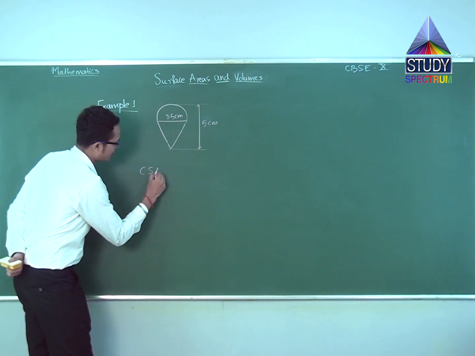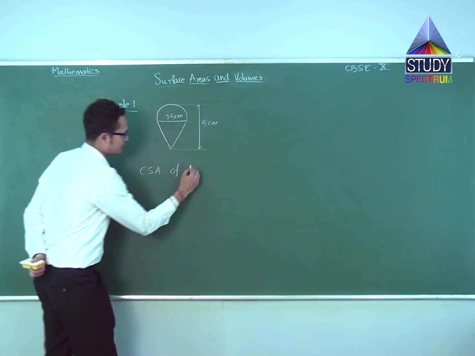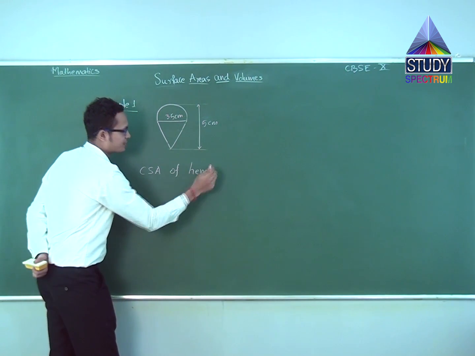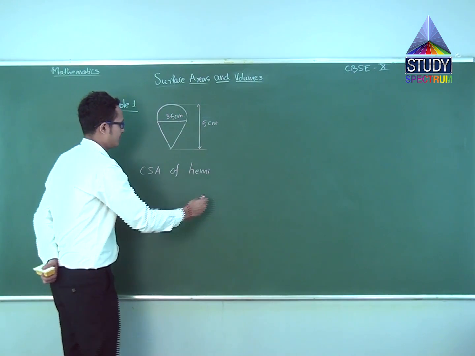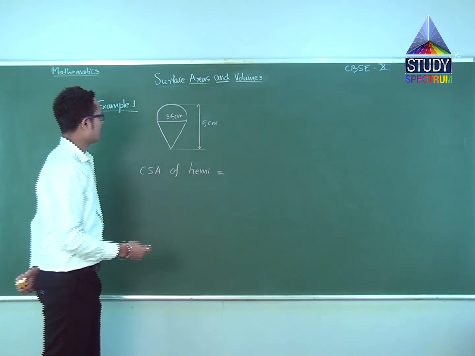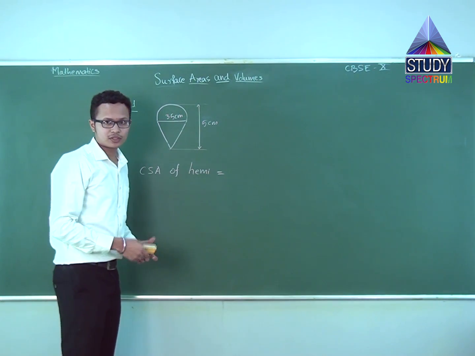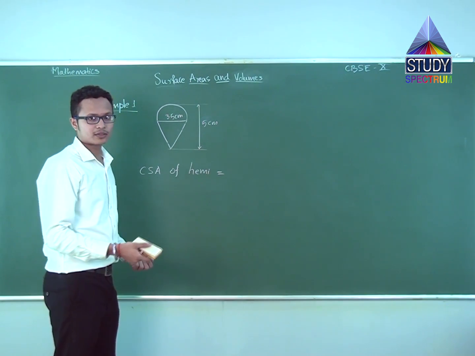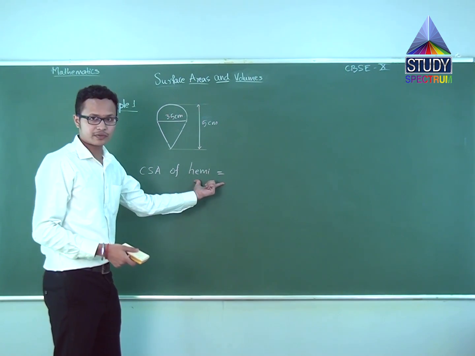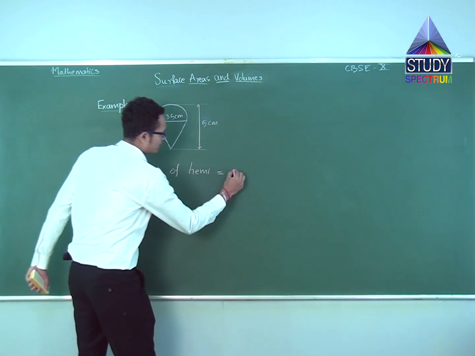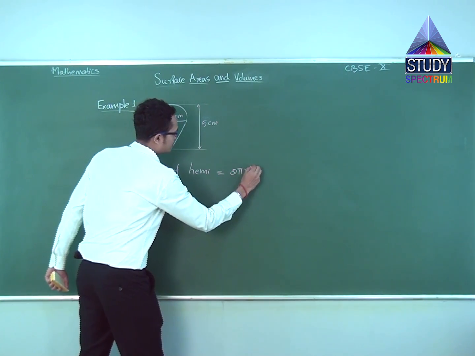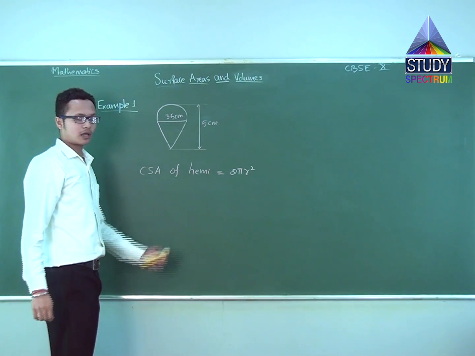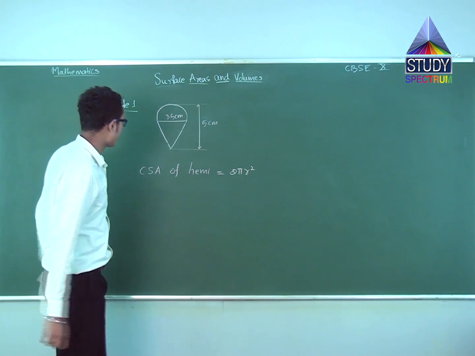Curved surface area of the hemisphere is equal to, I know the curved surface area of the sphere, which is 4 pi r square. Half of it will give me the curved surface area of the hemisphere, which is 2 pi r square. Half of 4 pi r square is 2 pi r square.